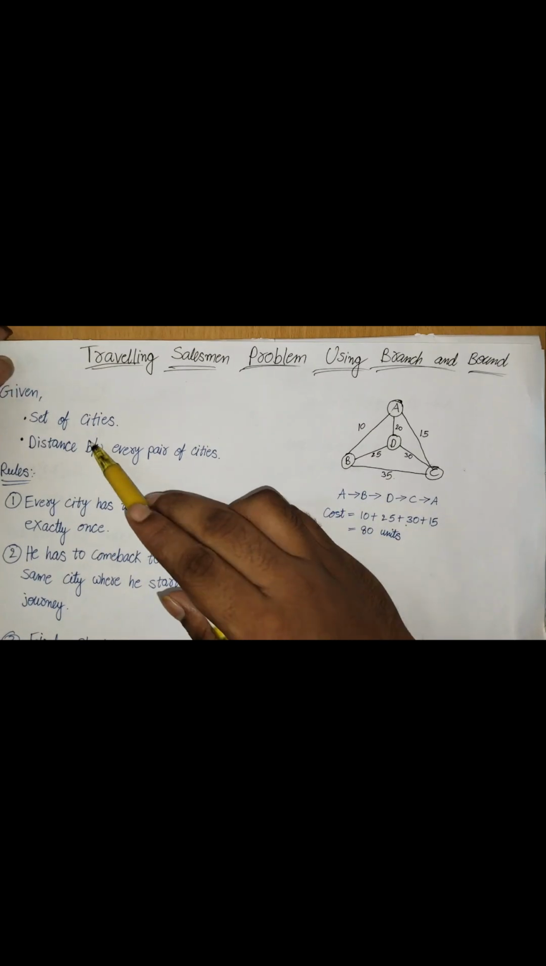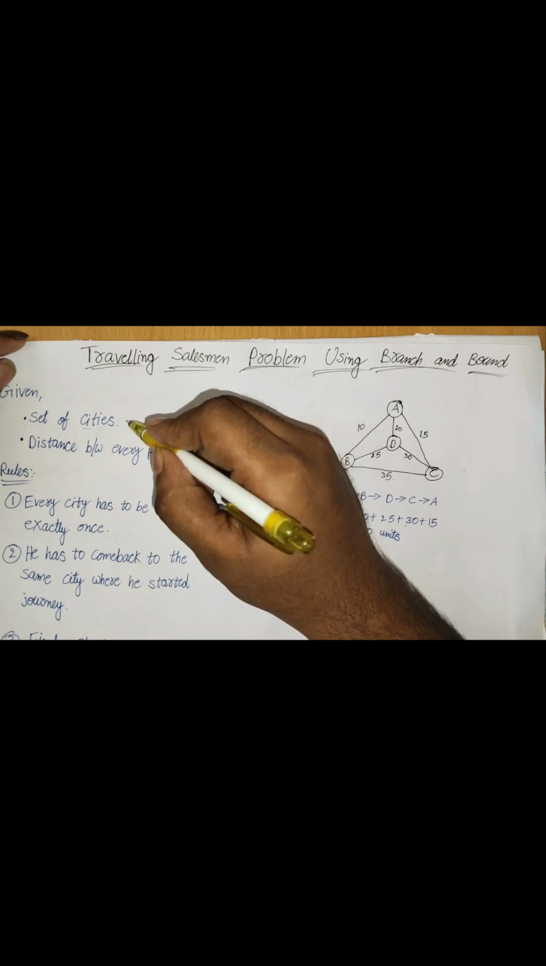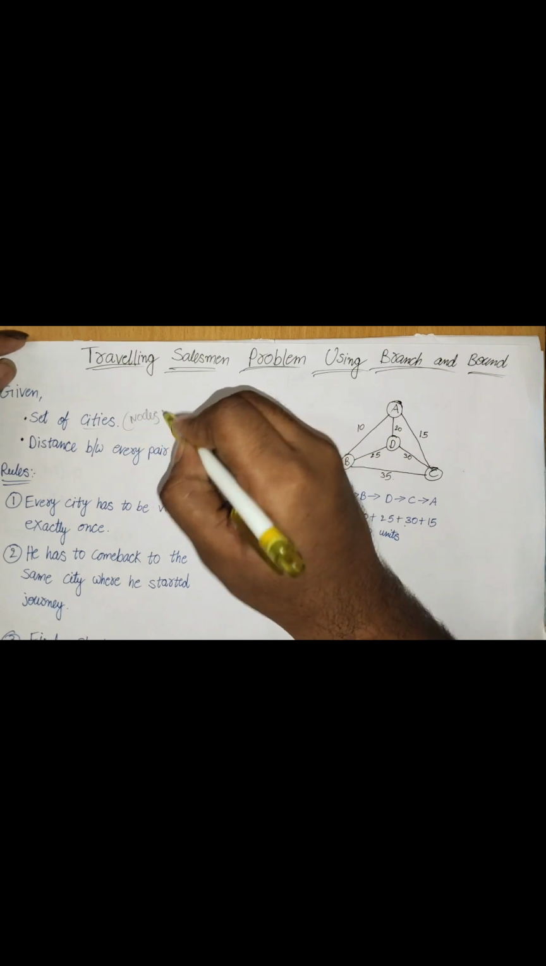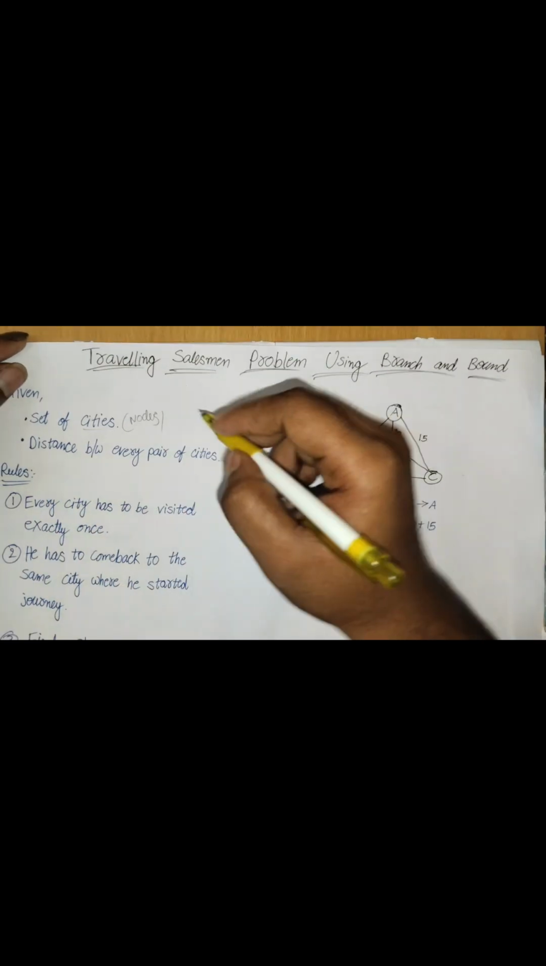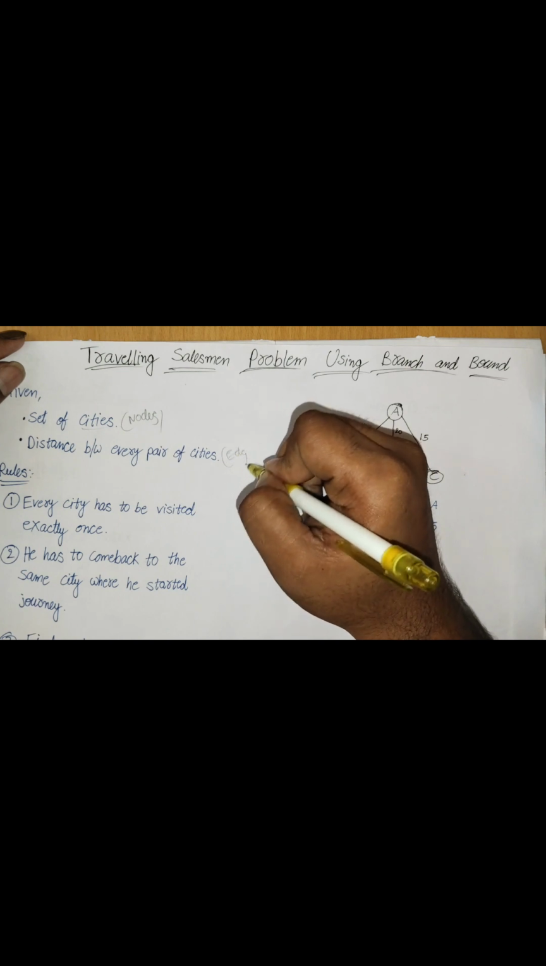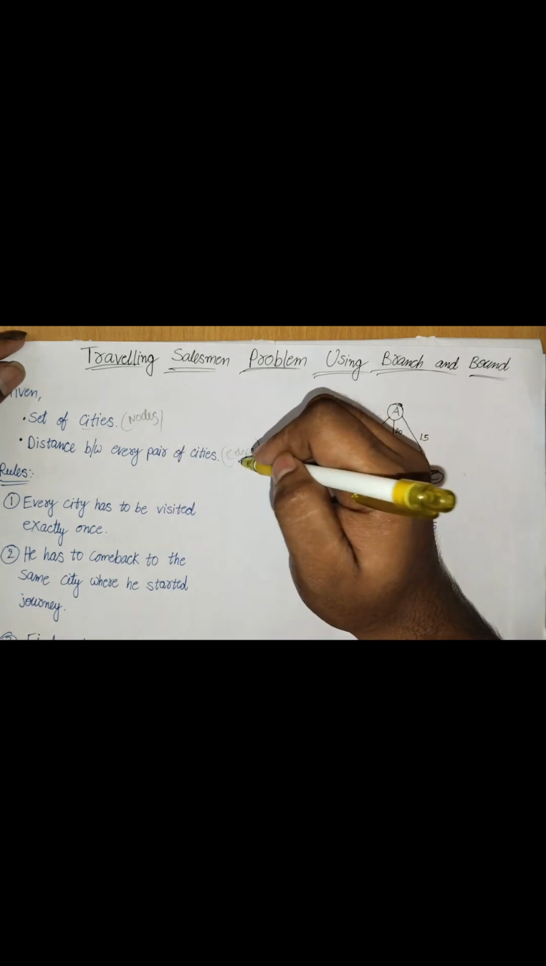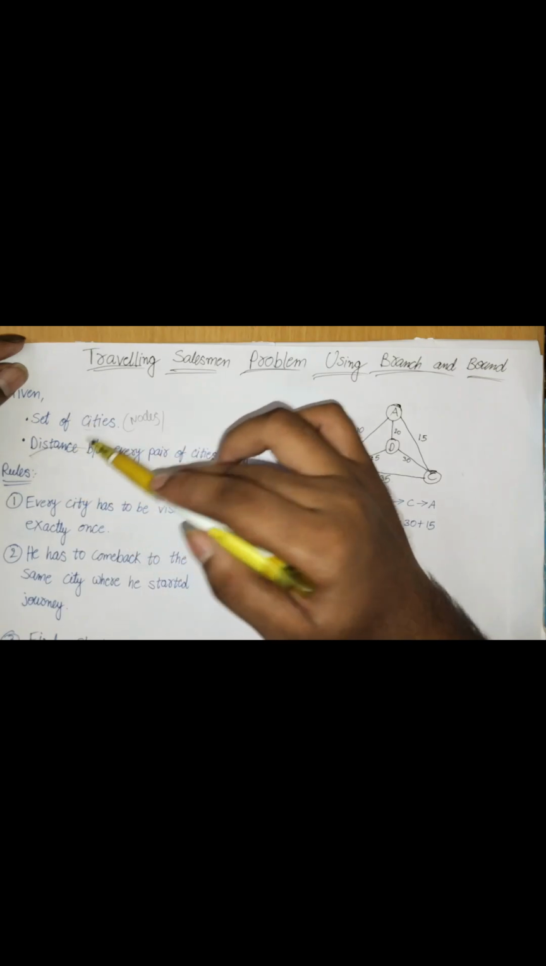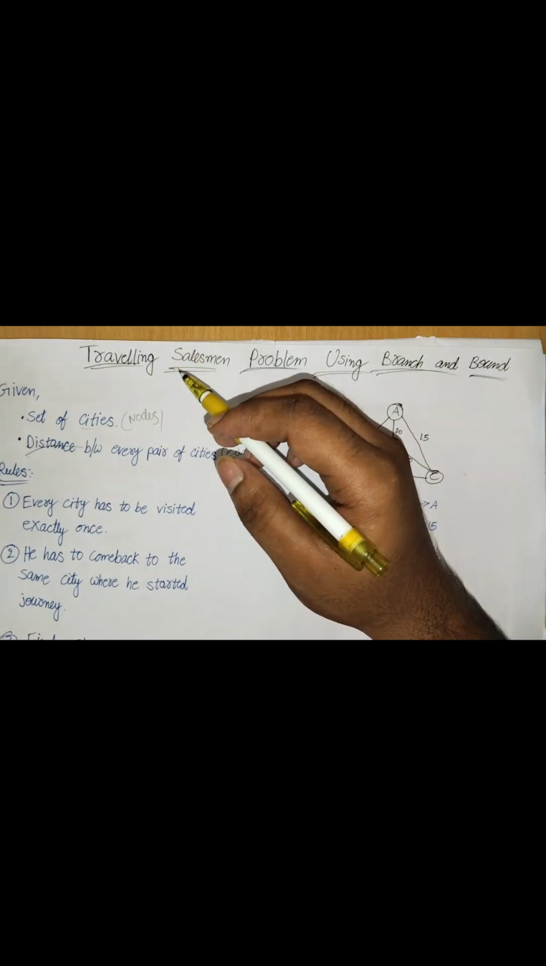Okay. What we are given is a weighted graph. Let's see what will be given: a set of cities, in the sense of nodes. You will be given a set of nodes and the distance between every pair of cities, like edges. That means you will be given weighted edges. So you will be given a graph with nodes and weighted edges, and you have to find the shortest possible route to complete the tour of the salesman.